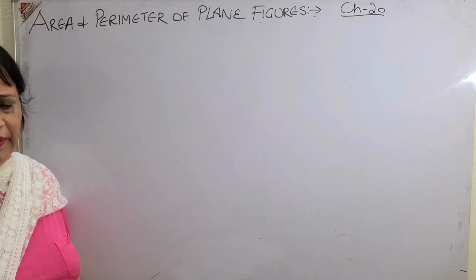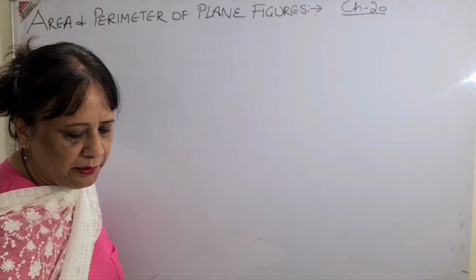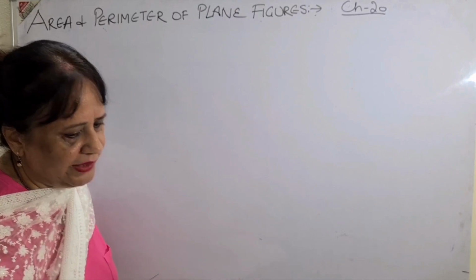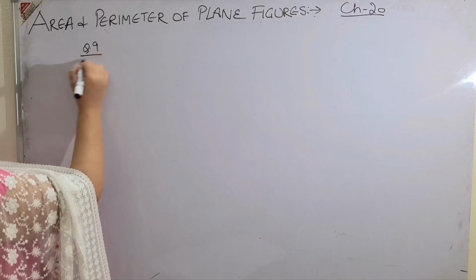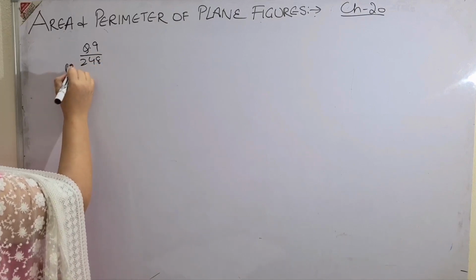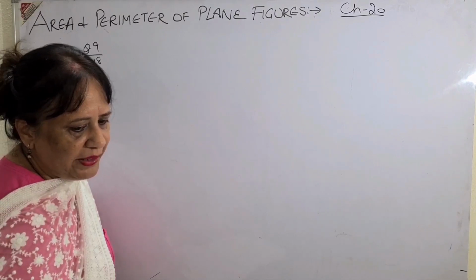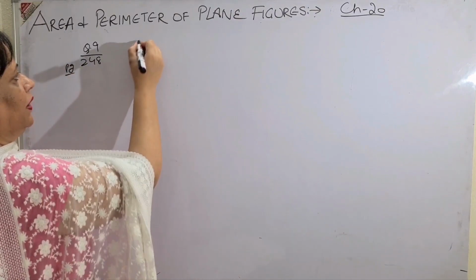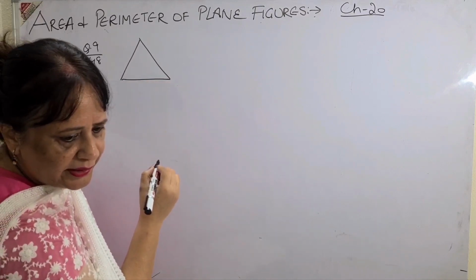Moving on in the same line, come to question number 9 of page 248. A very simple sum again children. Question number 9, page 248. Again little different but an easy one. He says that the base of a triangular field is 3 times the height.